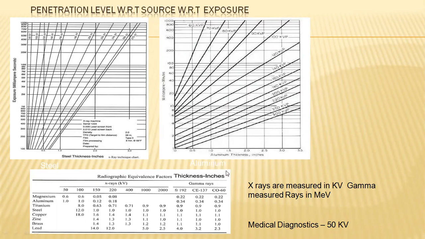There is aluminum, zinc, magnesium, titanium, and copper, zinc, brass, and lead. Steel is a mixture of ferrous and carbon. So ferrous materials play a major role in identifying flaws, and even the non-ferrous materials also, and medical diagnostics also. And for medical diagnostics, only 50 kV is sufficient.